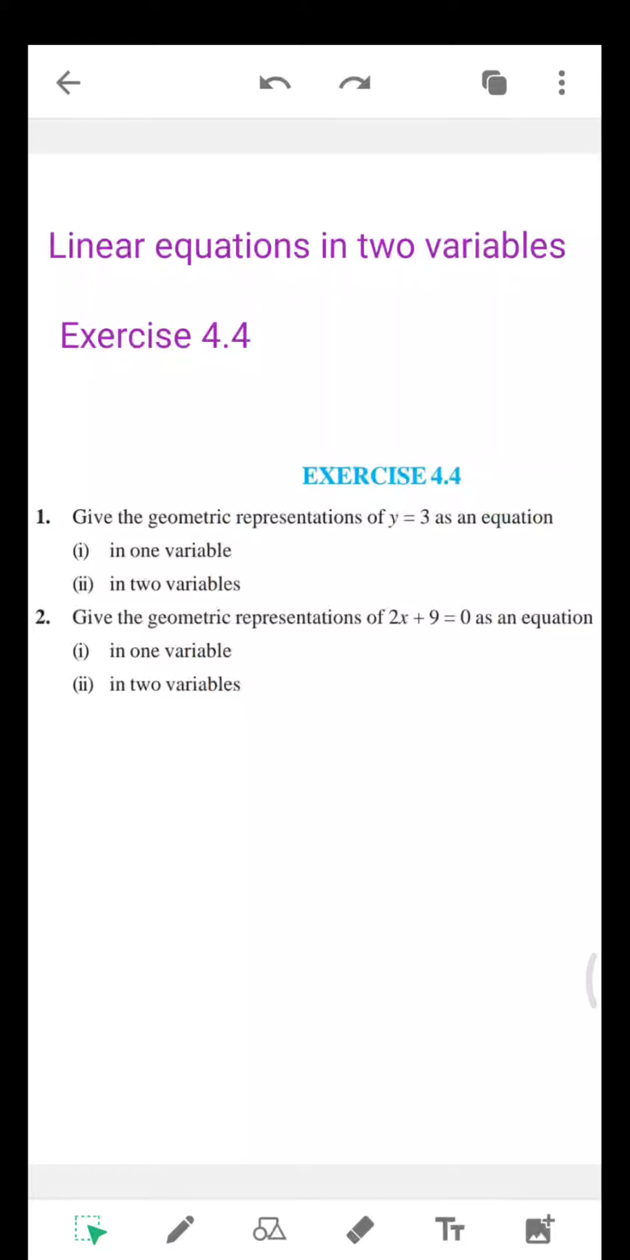Welcome back everyone. In today's session we are going to see exercise 4.4 of linear equations in two variables.